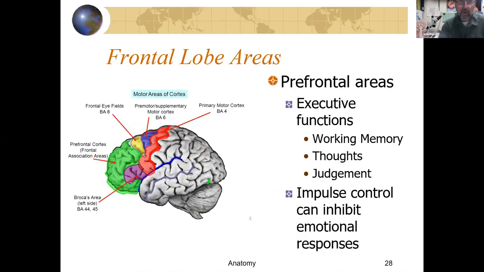Frontal lobe areas. The frontal lobe is really important. You have all your motor areas: the primary motor cortex, the premotor area, the frontal eye fields, and the speech muscles right there. That's the motor speech area. And the prefrontal cortex, when we're studying and learning and doing things like that, it's all prefrontal cortex. When we're doing emotional control, holding our impulses in check, that's prefrontal cortex.